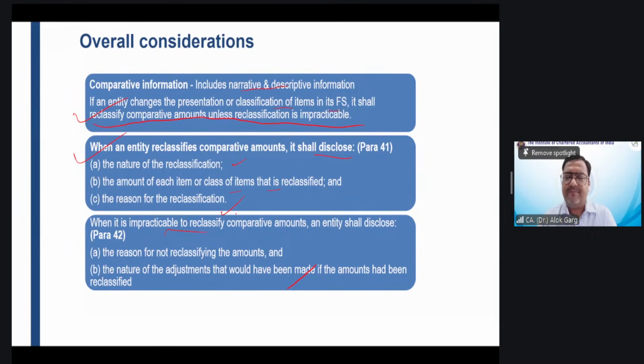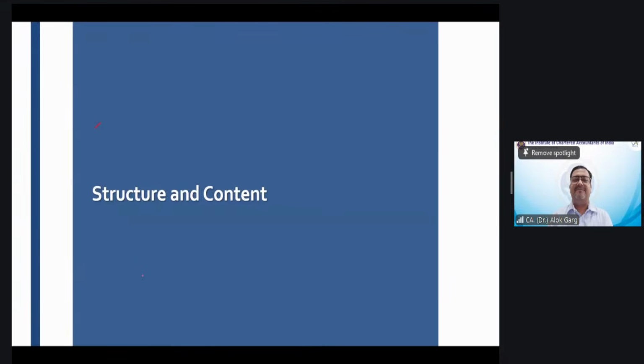Okay, example. In that case, the entity will disclose the reason for not reclassifying the amount and the nature of the adjustment that would have been made if the amounts had been reclassified. Sir, if we knew this, we wouldn't pay tax, right? Yes. Now coming to the structure and content.